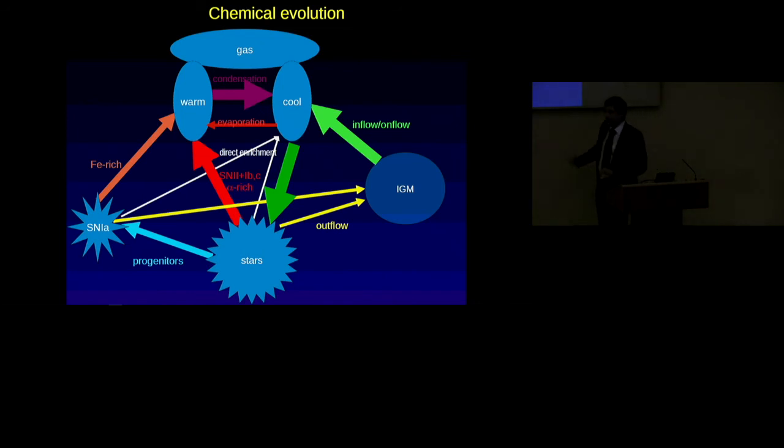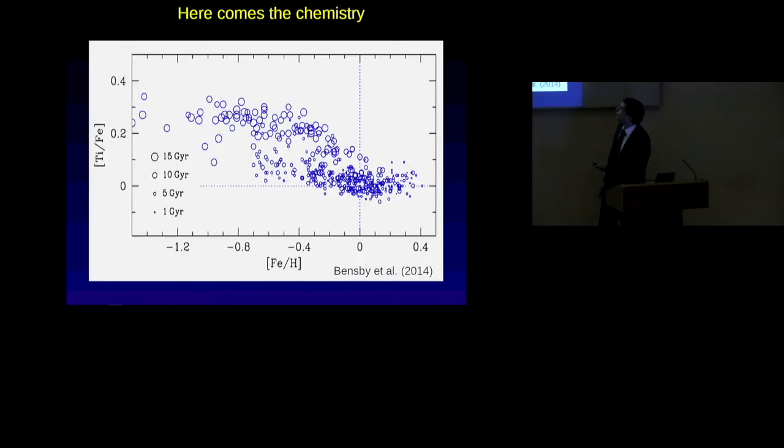This is just a simple chemical evolution model, so just focus on the main lines. You have cool gas that forms stars. The stars have to explode to free their yields and give gas back to the ISM. And so you have two channels here. One are the massive stars, and those are rich in alpha elements. So they deliver all your titanium here, or the calcium, or oxygen, etc.